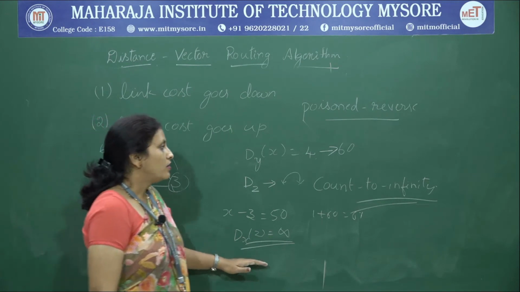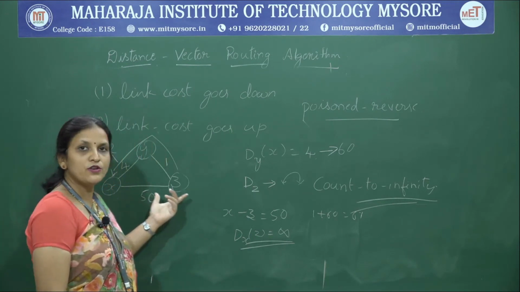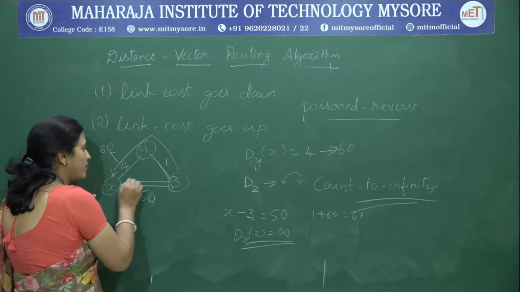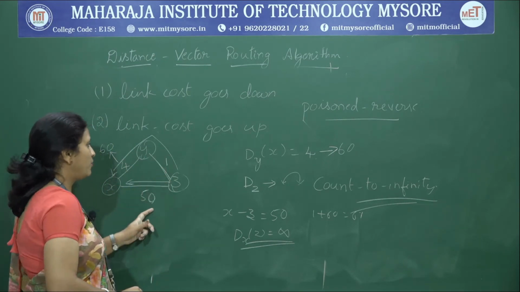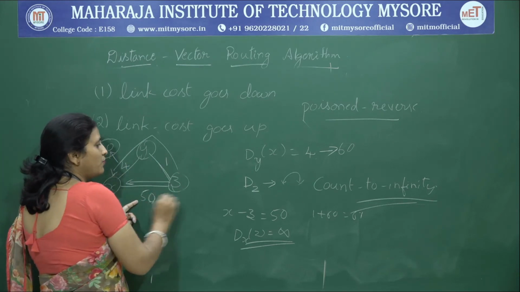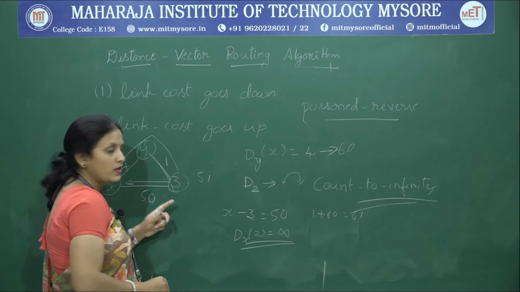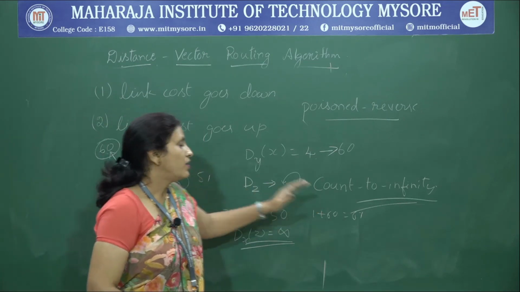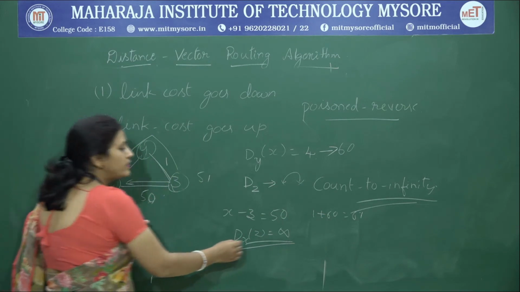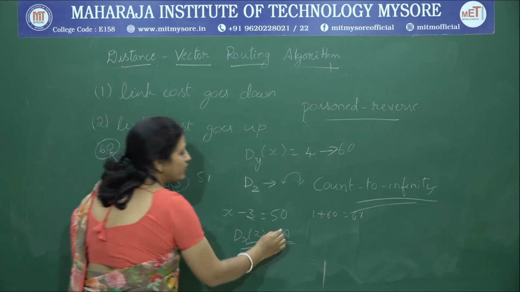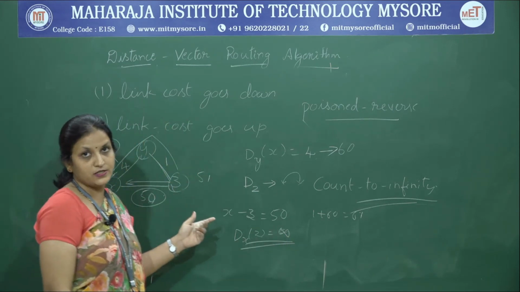So, even though there is a path through which y can reach x, that is 1 plus 50, instead of 60, y can take this route 1 plus 50 which costs 51, but that might lead to the count to infinity problem. So, in order to avoid that, d of x to z is kept as infinity, this is made infinity in the distance vector.